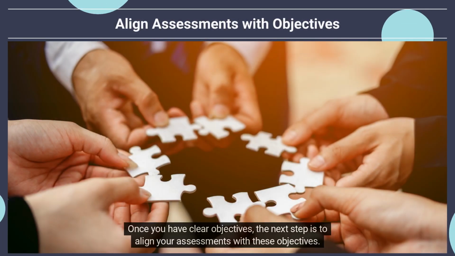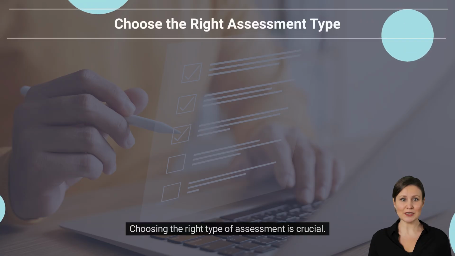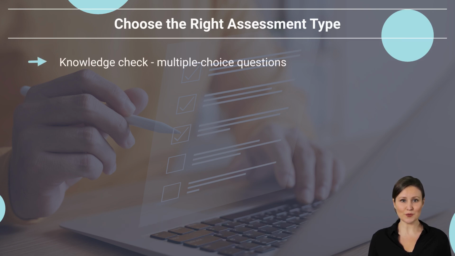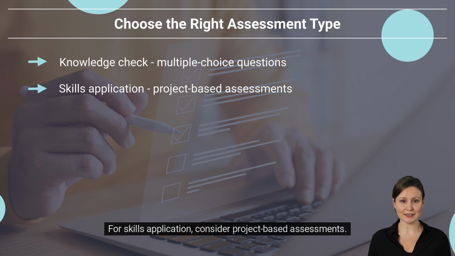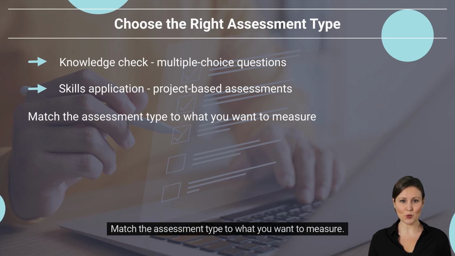Once you have clear objectives, the next step is to align your assessments with these objectives. Choosing the right type of assessment is crucial. For knowledge check, you might use multiple choice questions. For skills application, consider project-based assessments. Match the assessment type to what you want to measure.